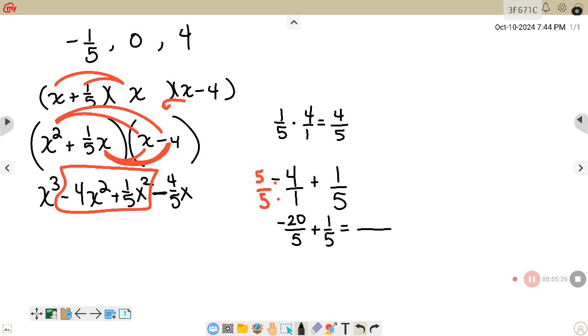So now they have the same denominator, so I'll just bring it over, and I have negative 20 plus 1 gives me negative 19. So that's how many x squareds you have when you combine them. So I have x to the third, and then my x squareds are negative 19 fifths x squared, and then bring down the minus 4 fifths x.